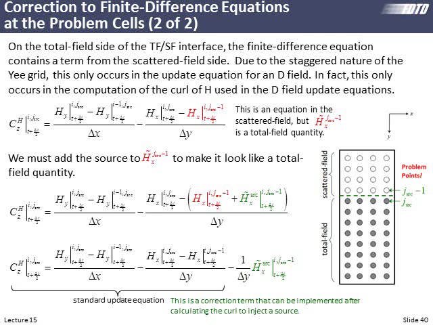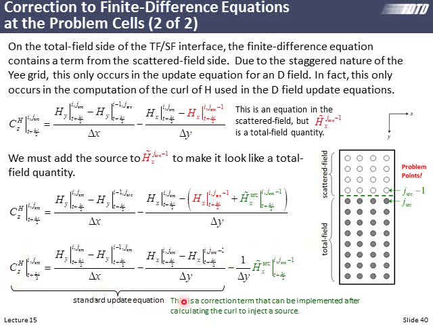Now we're on the total field side of the interface, and we have a curl computation that's on the total field side. However, it contains a term from the scattered field side of the interface. This scattered field quantity is sitting among a whole bunch of total field quantities. How do we get a scattered field quantity to look like a total field? We add the source to it. Then we take the source term, pull it to the outside, and we arrive at this final expression, and the same interesting and useful thing happens. We get our original curl calculation back.